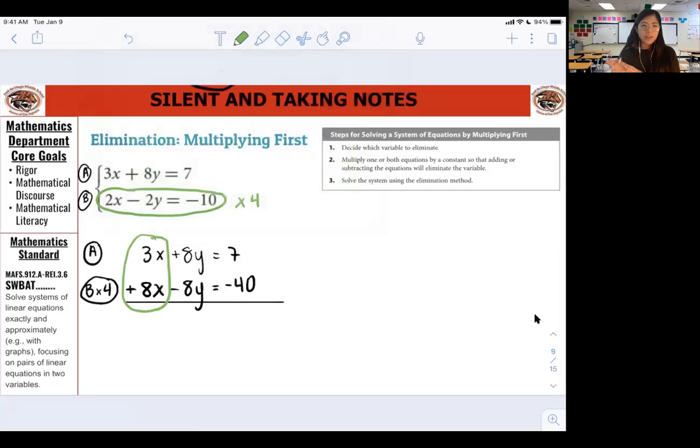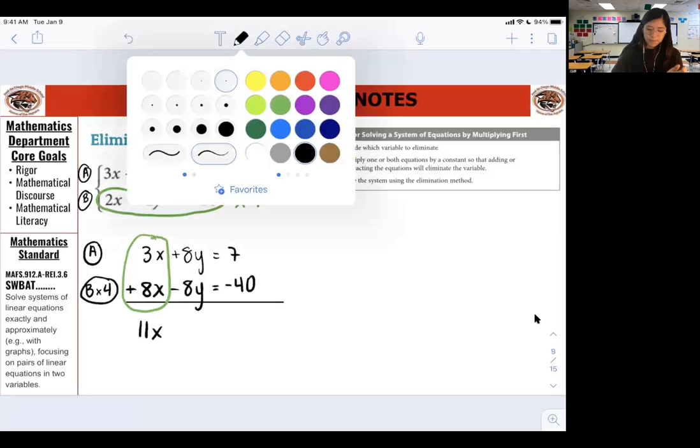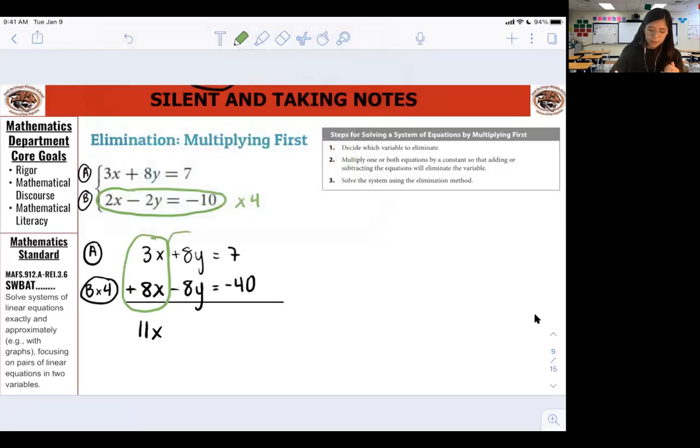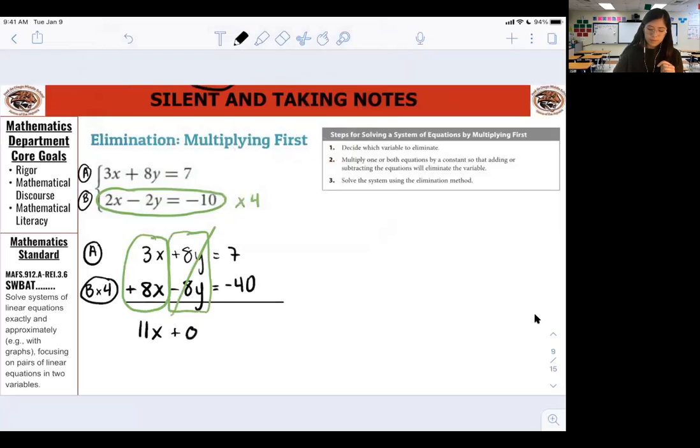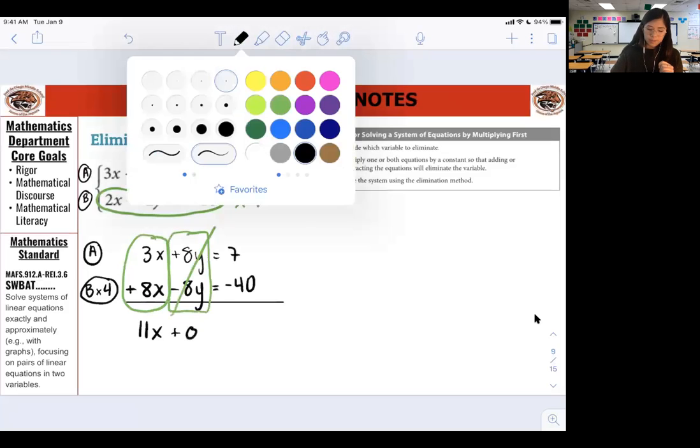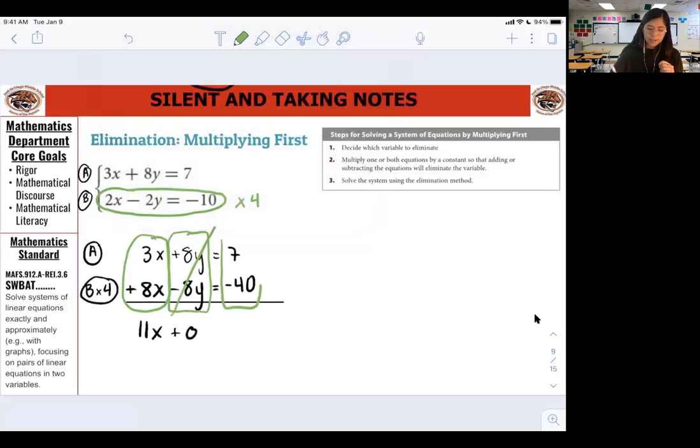So we're just doing this column right now. We're just doing 3 plus 8. 3 plus 8 is 11. Then we're just going to take this column. What happens to this one? 0. It cancels out. 8 minus 8 is 0. And then we just take the third column. And am I adding this or what's happening here? Subtracting. Yeah, I'm subtracting. So this is 7 minus 40.